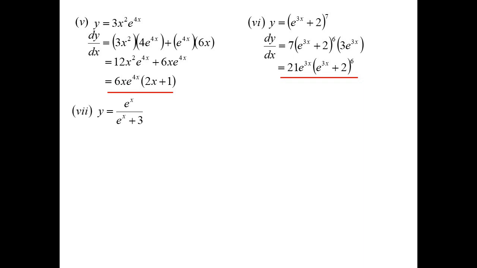Quotient rule. Square the bottom. Write down the bottom. Diff the top. Oh, look at the top. World's easiest derivative. Minus, write down the top. Diff the bottom. Oh yes, world's easiest derivative. e to the power of x.